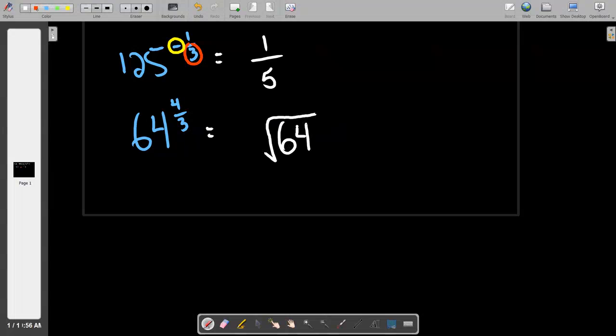The bottom of the fraction, the index, tells me it's a 3, so it's a cube root. And then the top of the fraction, the 4, is going to be a power, and I'm not going to put it on the 64. I elect to put it outside the root. The reason is, I don't know about you, but I don't want to deal with 64 to the 4th power. I'd rather take the cube root of 64 first and then raise that answer to the 4th power. And they do come out the same either way. It's kind of a nice little thing.